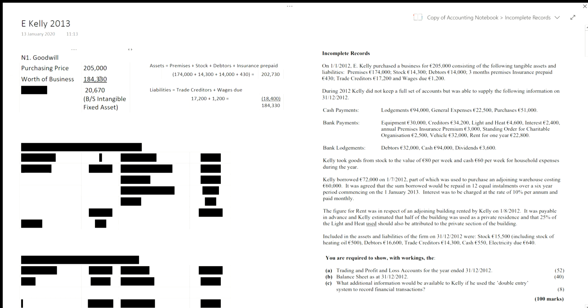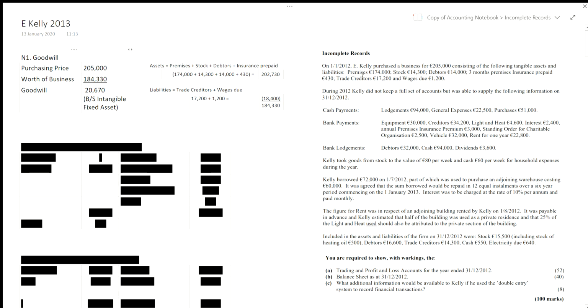So let's look at this here. The worth of the business, assets minus liabilities at the beginning of the year, is $184,330. But E. Kelly paid $205,000 for the business. Why would somebody make an additional payment for a business over what it was worth? As we discussed, you have things like reputation, brand name, brand image, and that's what we call a goodwill payment. It's an additional money that you'll pay for a company. You're not just going to pay to own their premises. You're not just paying to own their stock. You're not just paying for these kind of payments.